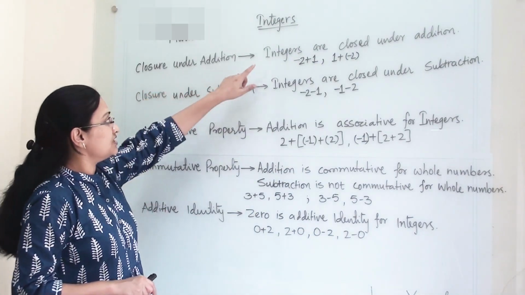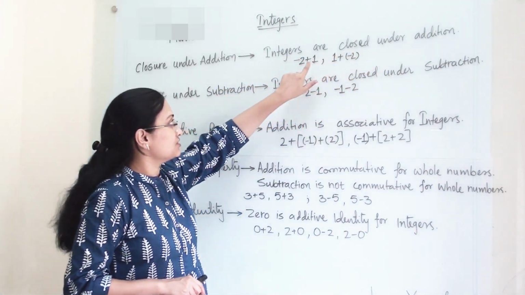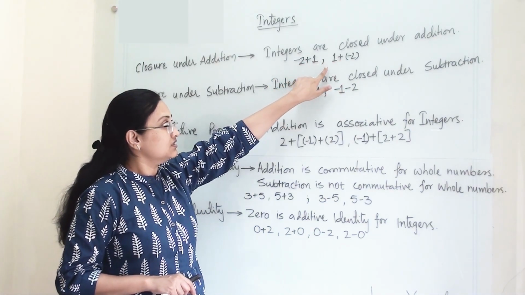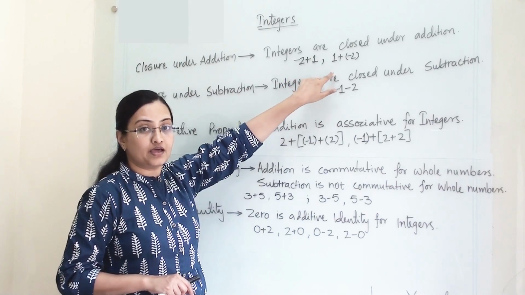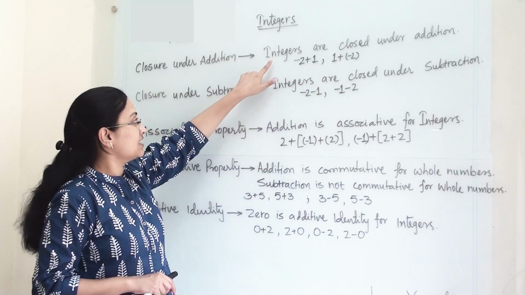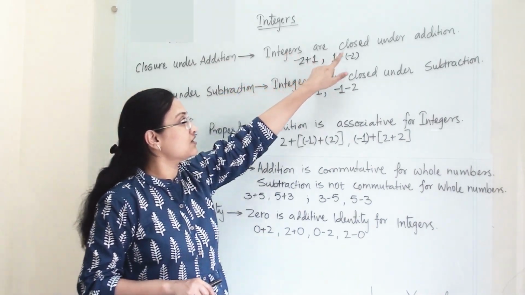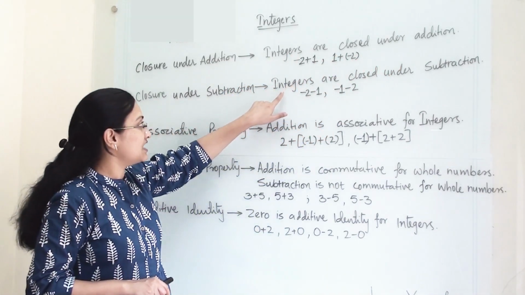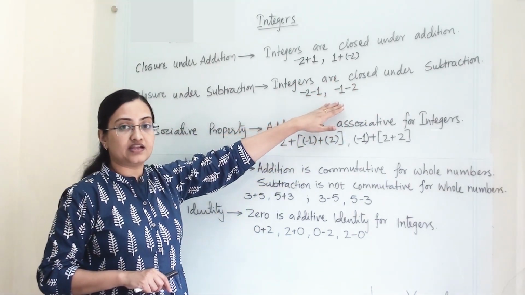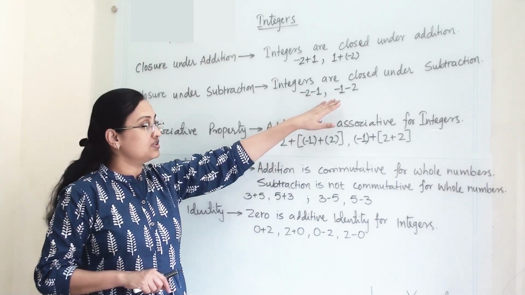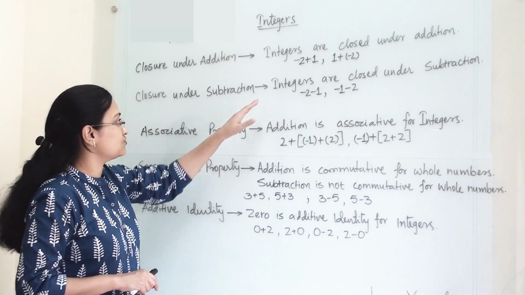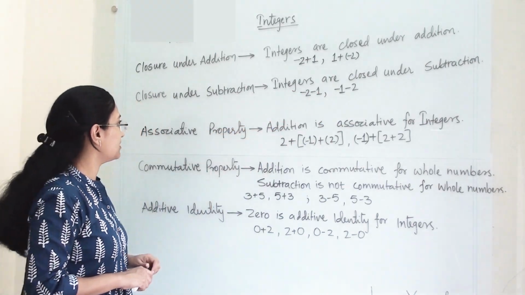Closure under addition: integers are closed under addition. It means any way you are adding them, these are two integers and this is one pair of integers. In that we have changed the order, but we will get the same answer. So that's why integers are closed under addition. Same way, integers are closed under subtraction. Any way we write them, we change the order, then also the answer we will get is an integer only. So that's why integers are closed under subtraction.